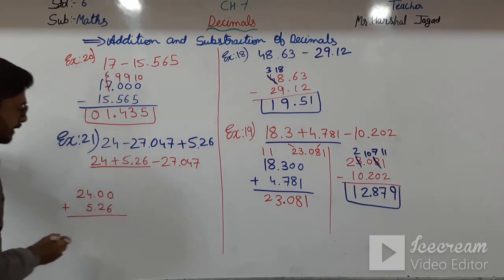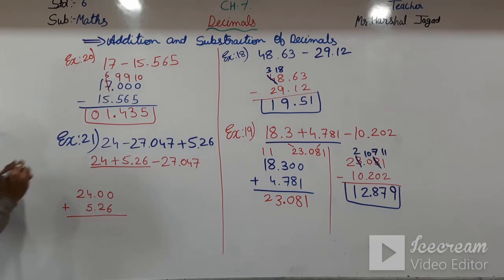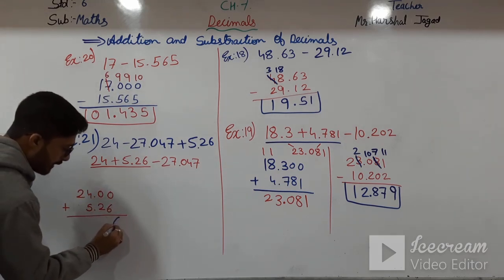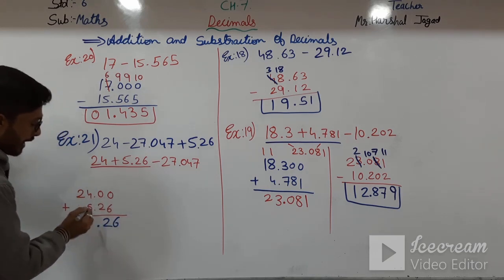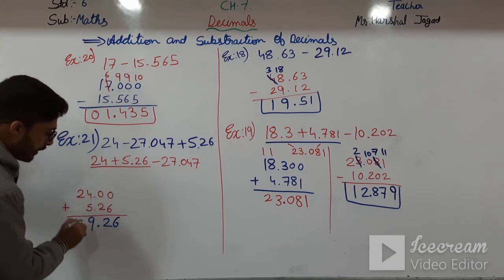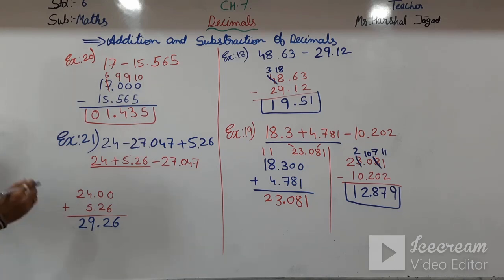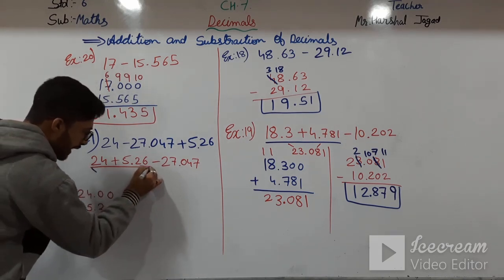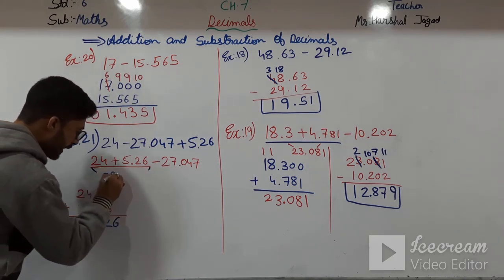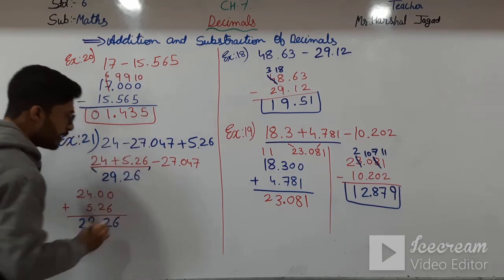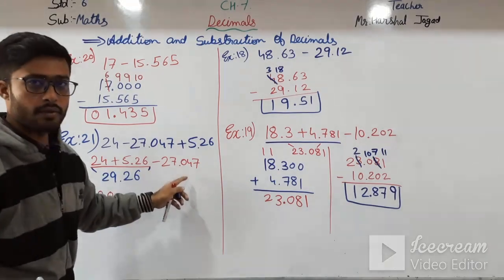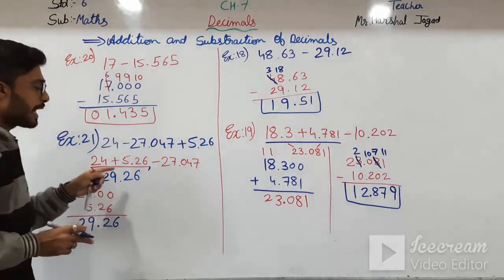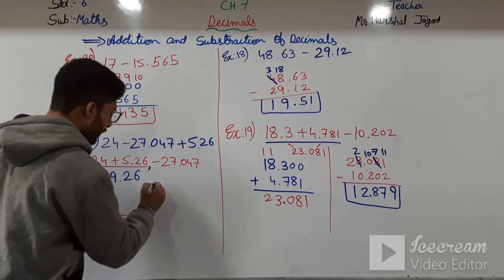Then 0 plus 6, that is 6. 0 plus 2, that is 2. 5 here decimal, and 5 plus 4, that is 9, and 2 remains as it is. Now we get this answer, that is 29.26. Now we have to subtract 27.047 from 29.26.